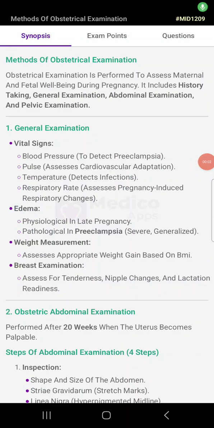Methods of the obstetrical examination. Obstetrical examination is performed to assess the maternal and the fetal well-being during the pregnancy. It includes history taking, general examination, abdominal examination, and the pelvic examination.